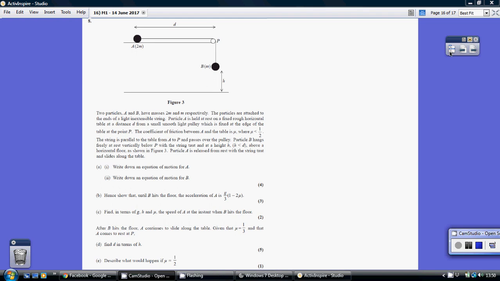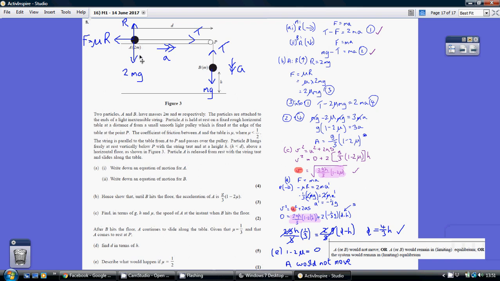Question 8. So let's kick off by putting all the forces onto the diagram. So the weight of A is 2mg, a normal reaction of R, and then the friction in the opposite direction to the movement is mu times the normal reaction.